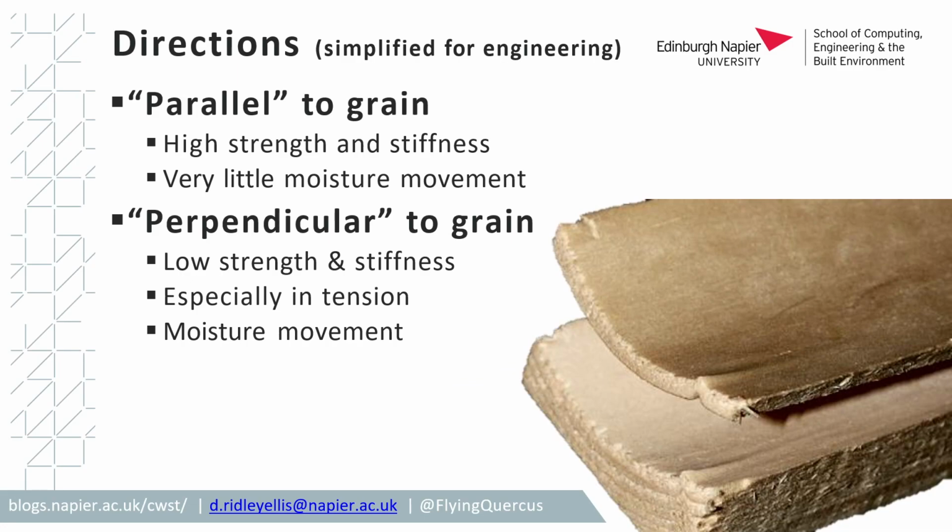Right, so directions simplified for engineering: parallel to grain and perpendicular to grain. That's a good example. That's a wedge. I want to make a wedge for a door. Now, I made some wedges before for someone and I was having a bit of a laugh, right? This is a longitudinal grain. You can see it's longitudinal. So that's actually a perfect shape for a wedge put under a door.